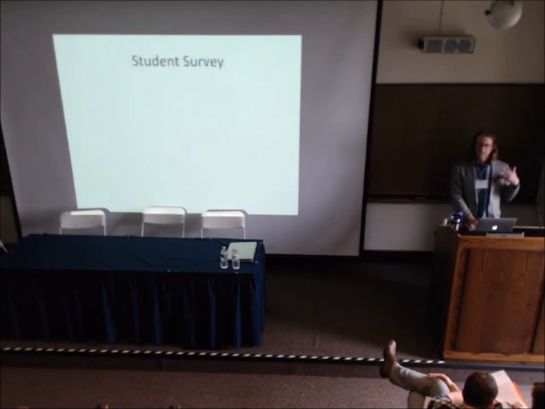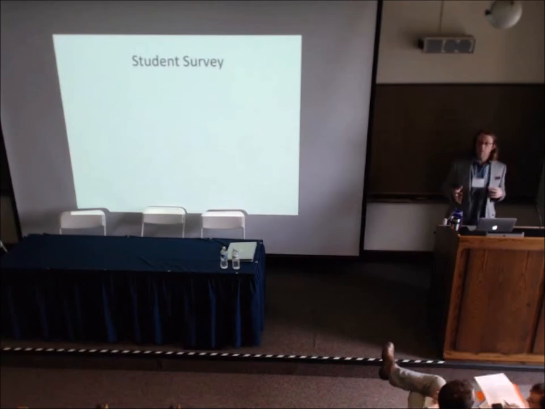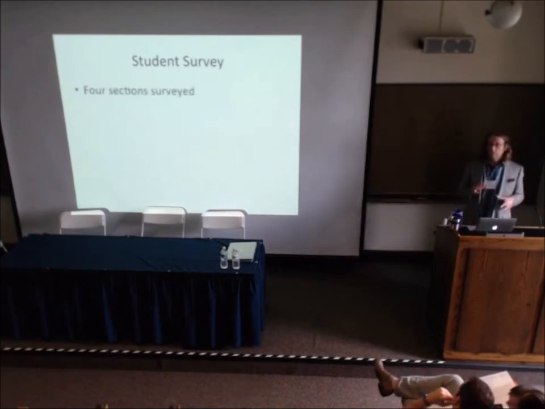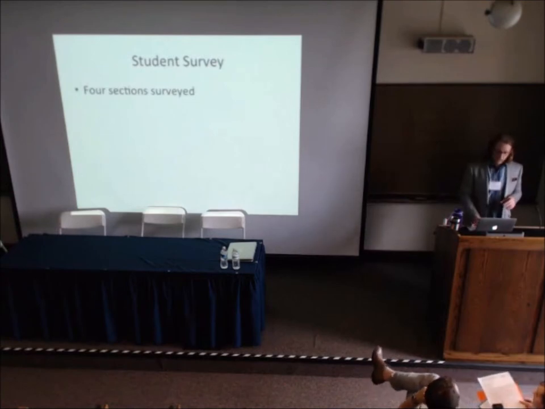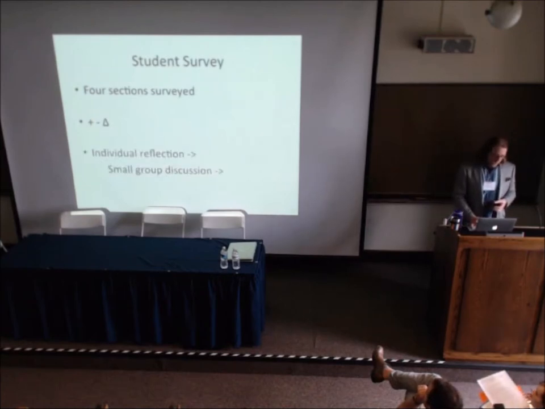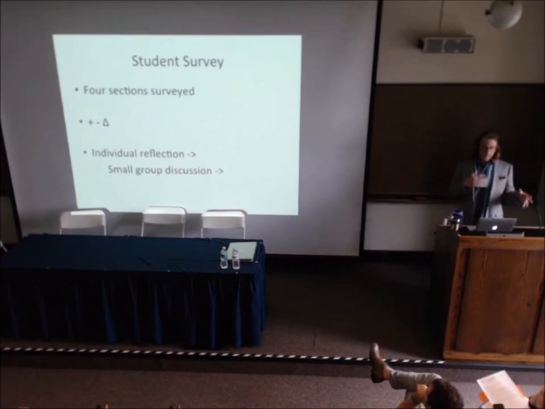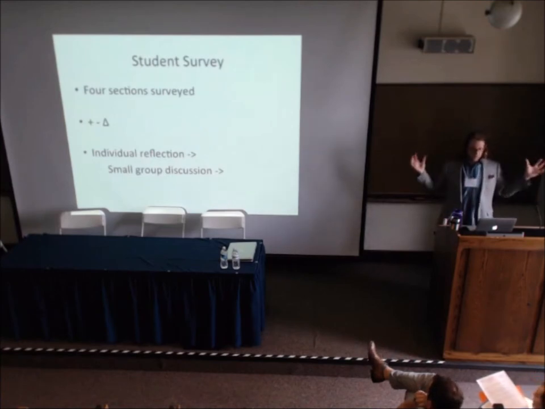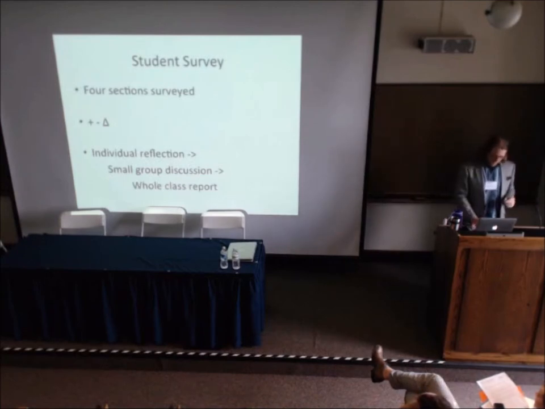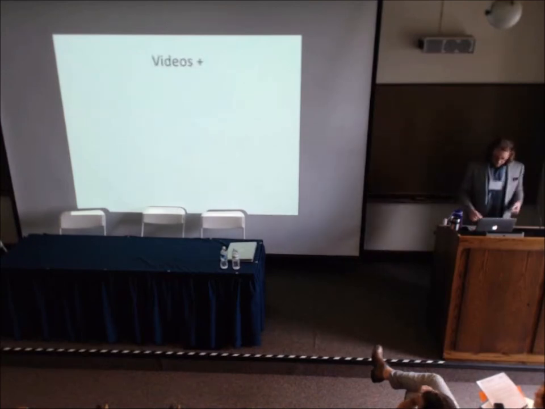So I did a survey of students in the course. My opportunity for this was that the instructor was very motivated and really wanted to know what the student experience was. I went into four different sections and did a survey. It was what I like to call the plus minus delta model, right? What was effective in this course? What was less effective? What suggestions or changes would you recommend? And the format was individual reflection, then a small group discussion, and then a whole class report back to try and capture all levels. Okay, so we're going to jump right to the outcomes.